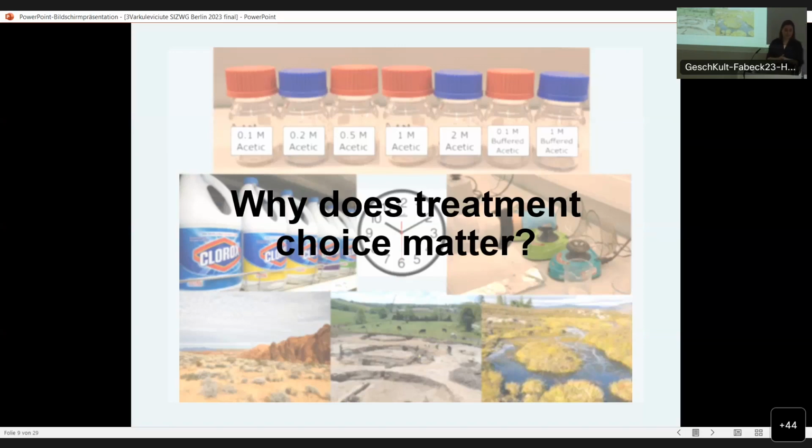And lastly, because it has been shown that the treatment does affect the values, and now as we're going to more high resolution questions, even small differences in values post-treatment can make big impacts on our interpretations. So this is really, really important.